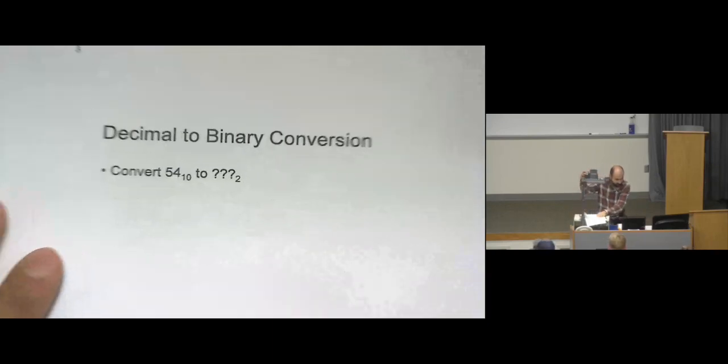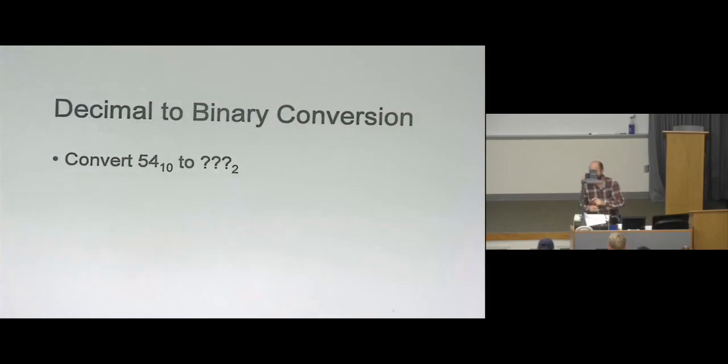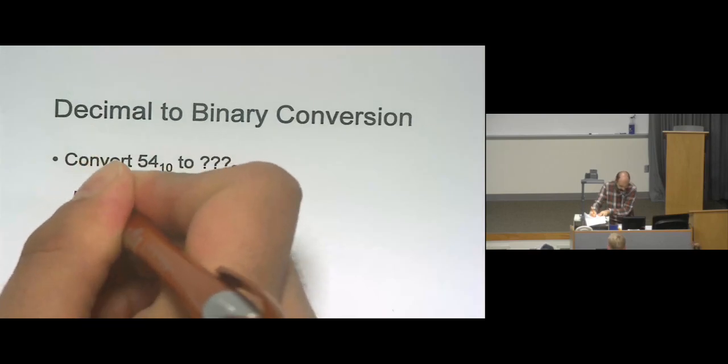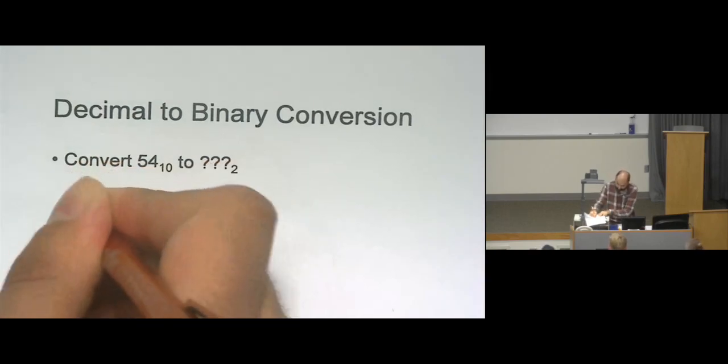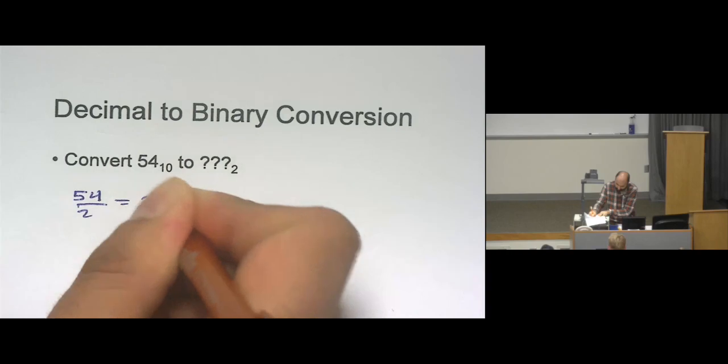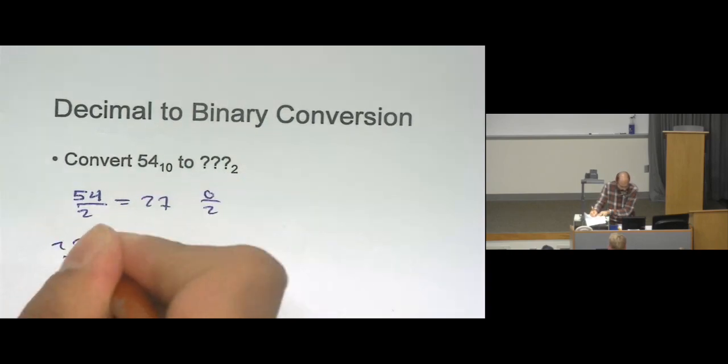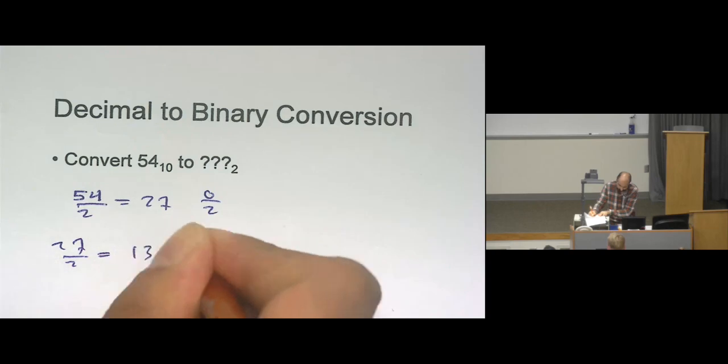We need to convert 54 from decimal to binary. How can we convert it? Basically, 54 divided by 2 is going to be 27. The remainder is 0. Then 27 divided by 2 is equal to 13. The remainder is 1.